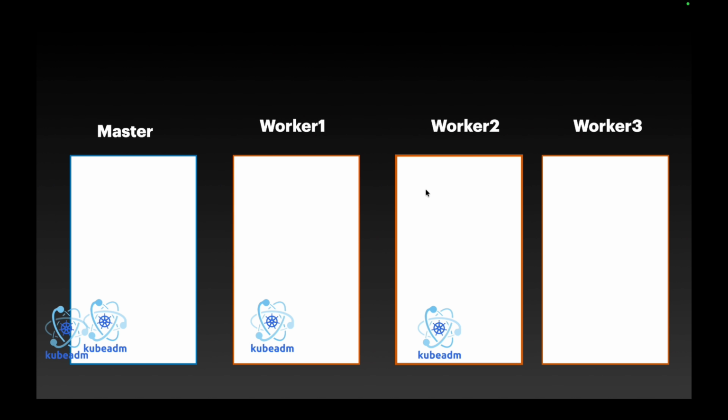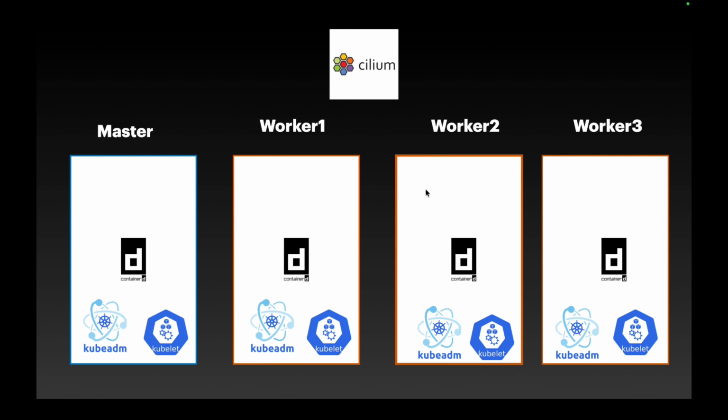After that, we need to install a container runtime on each and every one of the servers. So we're going to be using containerd as our container runtime, and we're going to be installing it on each of the servers. Then the plugin we're going to install, like I said earlier, is going to be Cilium. So just a recap, the components that we need to install on all of the nodes are kubeadm, kubelet, and the container runtime, as you can see on the screen.